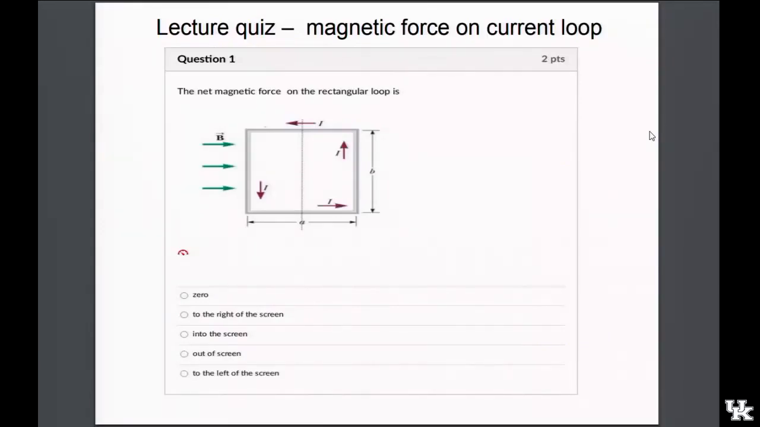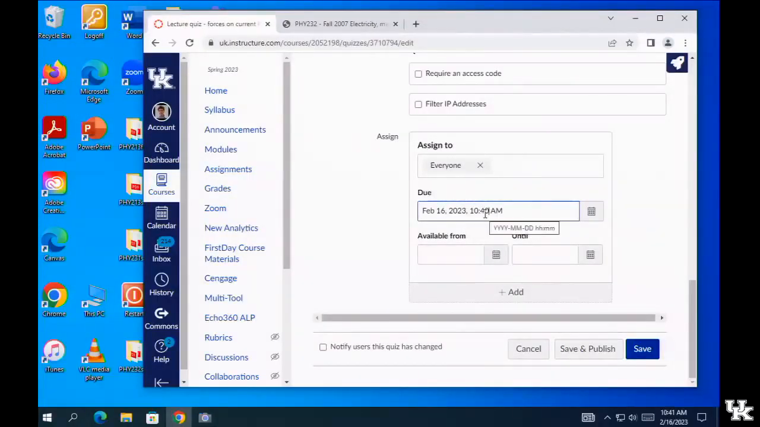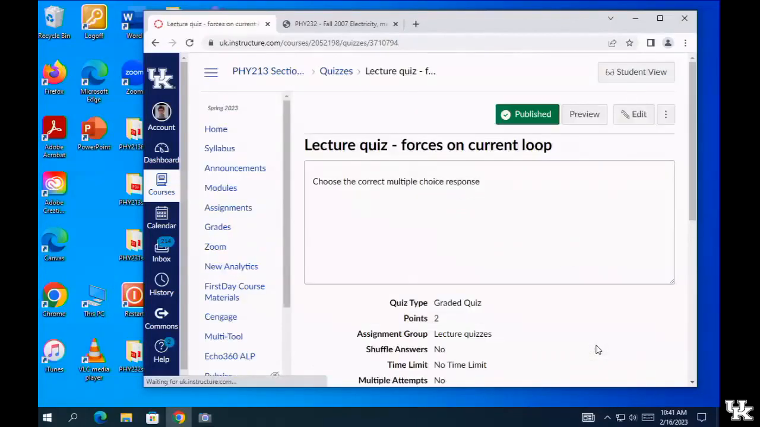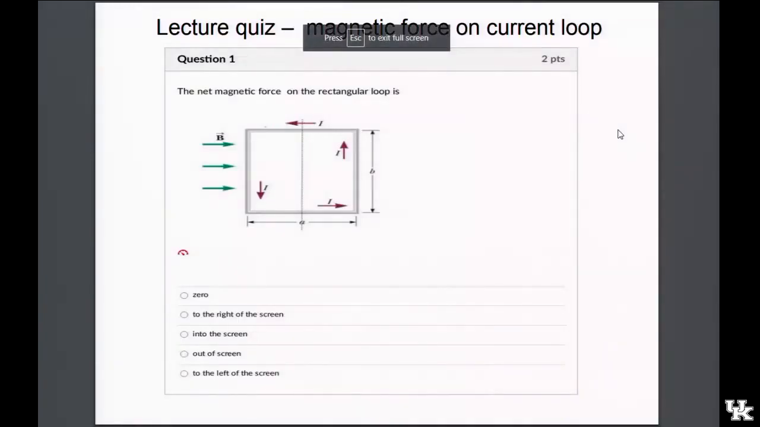Okay, I've got a quiz question. In this question, we're asked to think about that rectangular loop in that uniform magnetic field. And it just asks us, what's the total force on the loop? What's the net force? What's the sum of the forces on that loop? We've talked about the total torque on the loop that's causing the loop to rotate, but what's the total force on the loop? So I'll give you a moment to think about that.